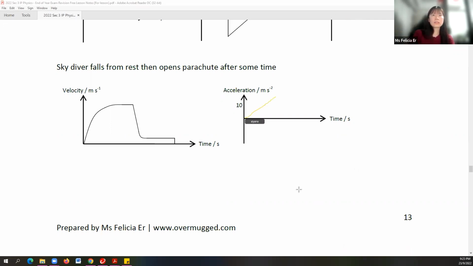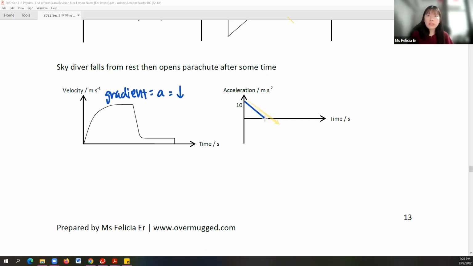So in this case, this time around your acceleration, do you realize it's decreasing? Because the gradient of a velocity-time graph gives you the acceleration, right? It's decreasing, and then it decreases until it reaches 0. So by right, it should be a downward line, correct, Rachel? Yep. So it's a downward line until it becomes 0.